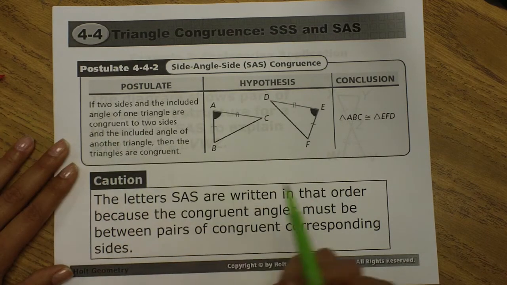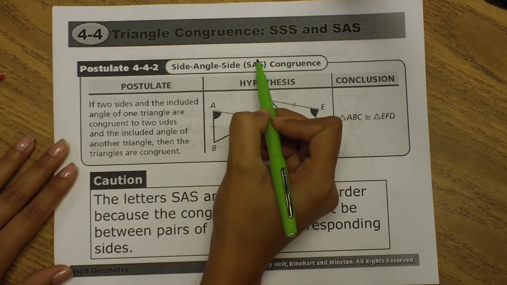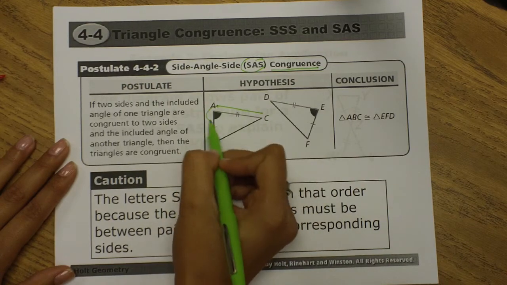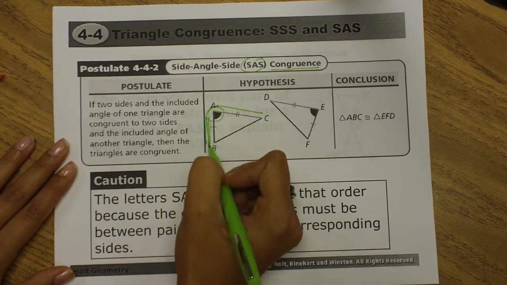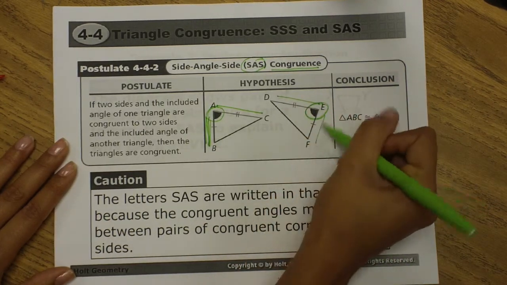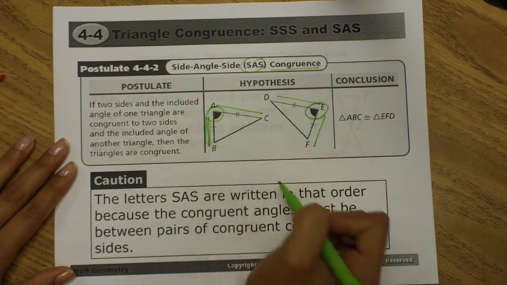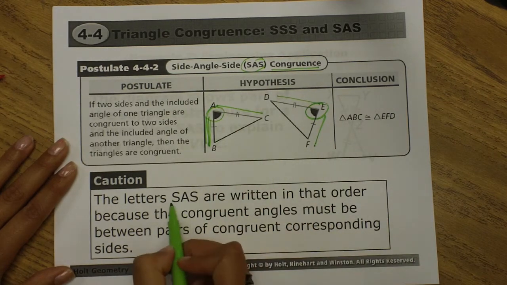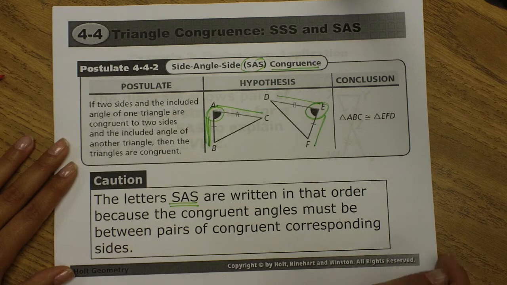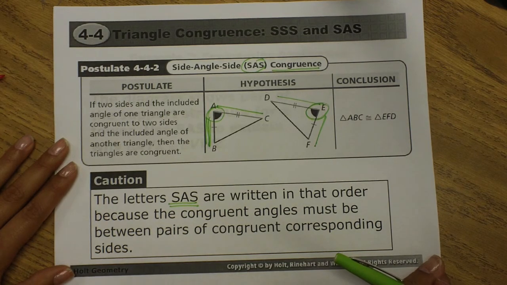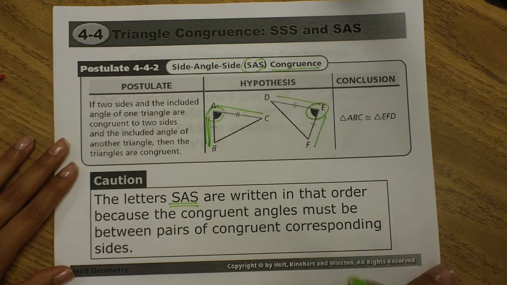Our next postulate, another way that we can prove triangles are congruent, is by the side angle side congruence. And it's a side, an included angle, and the next side being congruent to that same side, the included angle, and the next side. So if those three parts match in that order, then you can say that those two triangles are congruent. And notice that I said in that order. This is the side angle side, or the SAS congruence postulate, not the ASS congruence postulate. If I have an angle and a side congruent, then it doesn't necessarily mean that my triangles are congruent.